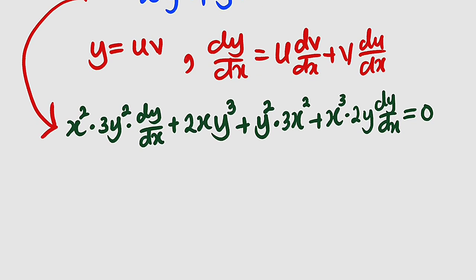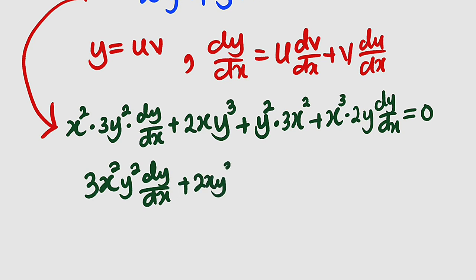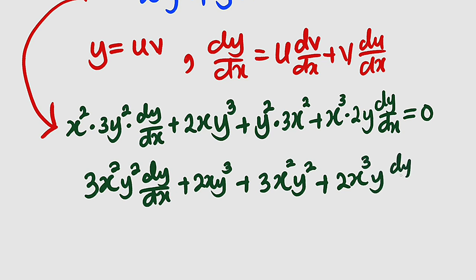Alright, let me simplify and collect the like terms. Here we have 3x squared y squared, dy over dx, plus 2xy cubed, plus, if we multiply this, we have 3x squared y squared, then plus again 2x cubed y, dy over dx. This is equal to 0.